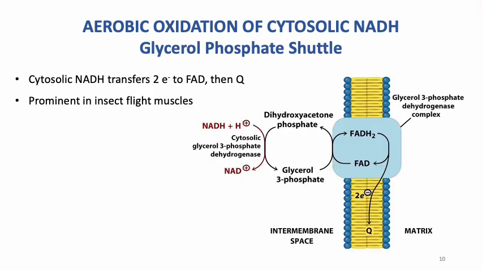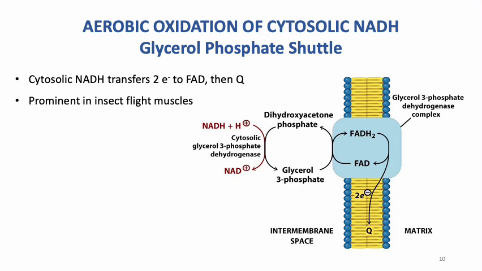The NADH formed in the cytosol will be used to reduce dihydroxyacetone phosphate to glycerol 3-phosphate, as you see in this reaction, catalyzed by the enzyme cytosolic glycerol 3-phosphate dehydrogenase. Now the glycerol 3-phosphate formed will be oxidized to dihydroxyacetone phosphate by another glycerol 3-phosphate dehydrogenase complex, but this one is located in the inner membrane of the mitochondrion with its active site towards the intermembrane space.